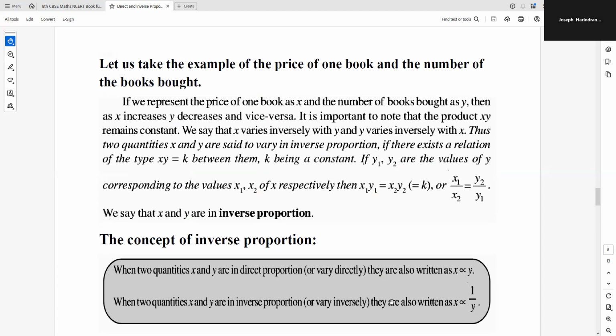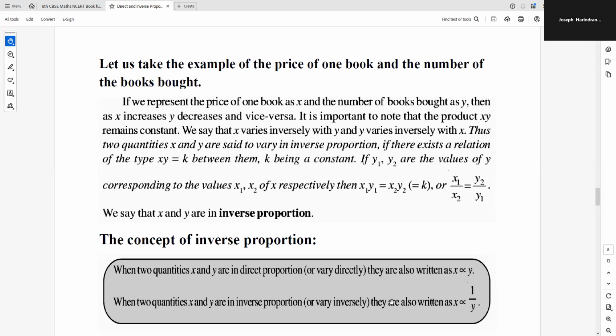The price of one book and the number of books bought. See, it's very obvious that if the price of one book is more, for a given amount you have, you can buy fewer books. So the more the price of one book, the fewer books you can buy. It applies to any article, the price of each.